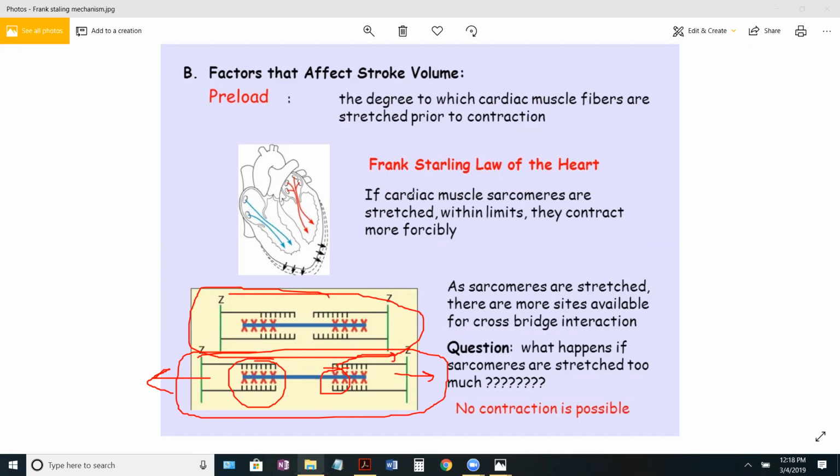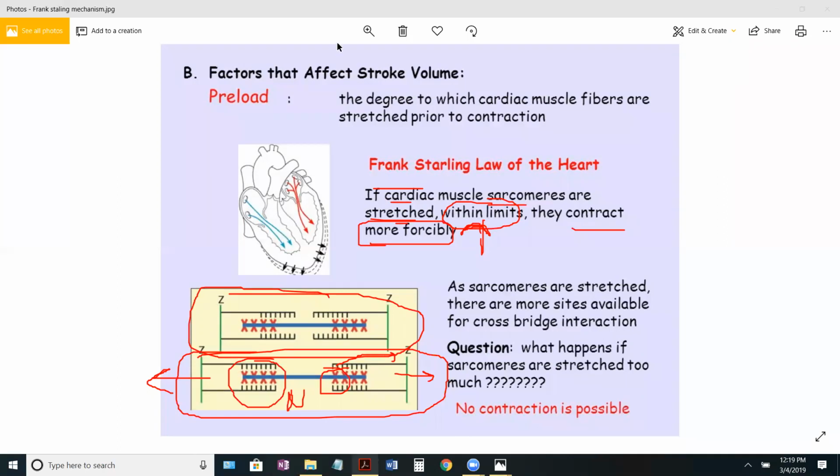So what is the Frank Starling law? If the cardiac muscle sarcomeres are stretched within limits, contractility increases. But after that optimal length, if you further stretch the muscle fiber, that will lead to a decrease in the contractility. After the optimal length, the contractility will not increase; instead, it will start decreasing. So if you are within limits, your contractility force will increase. That's the Frank Starling law.